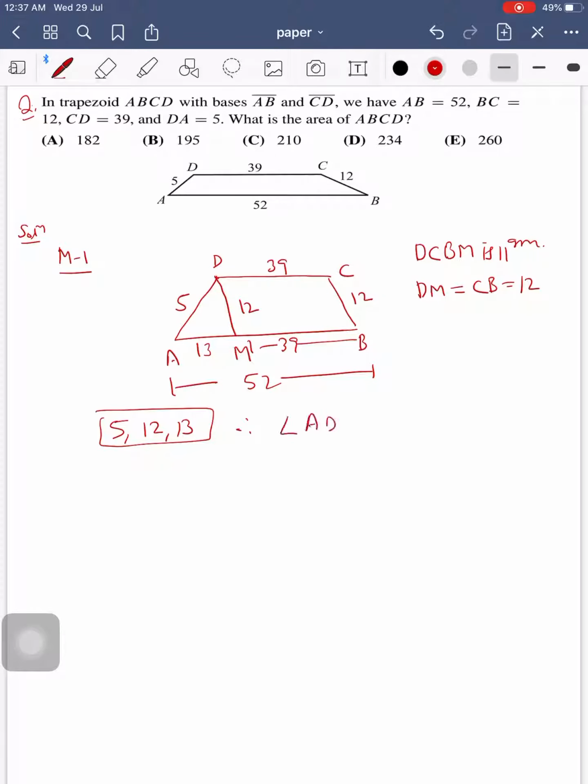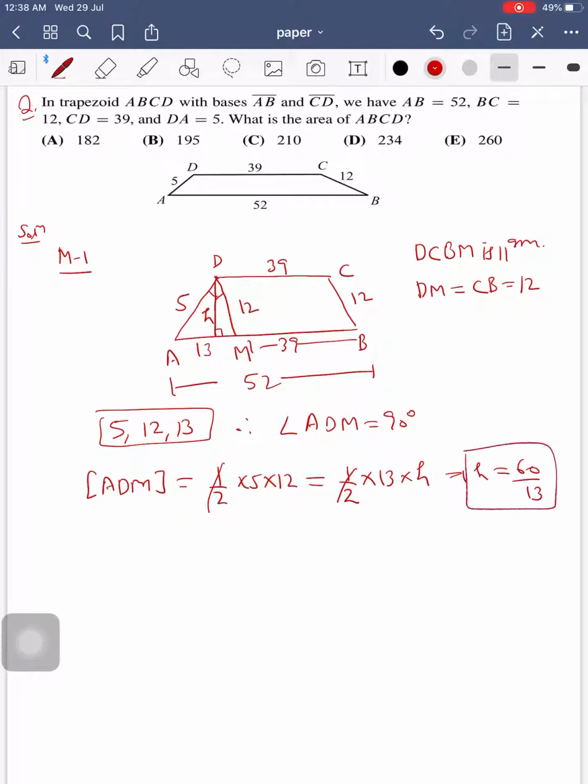Therefore angle ADM is 90 degrees. Suppose the length of the altitude from D to the side AM is H. Write the area of triangle ADM in two different ways in order to find the height H. The area of triangle ADM is half into 5 into 12, and this area can also be written as half into base 13 into height H. Half cancels out, then H is 5 times 12, which is 60 over 13.